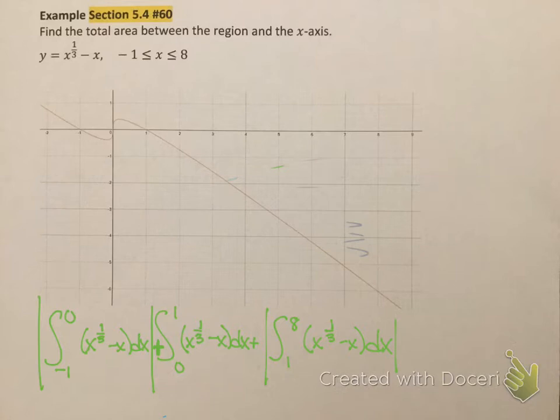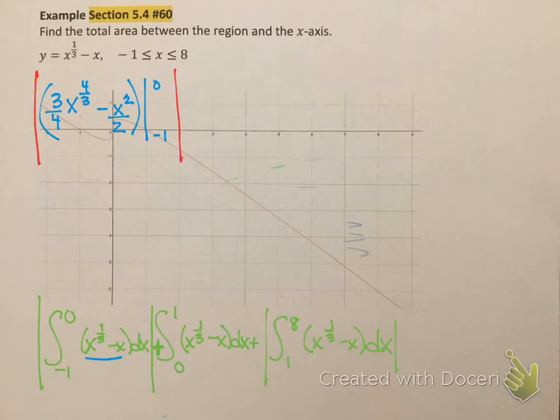So your work, you would take the antiderivative of an x to the 1/3 minus an x. So you add 1 to 1/3 and you get x to the 4/3. And dividing by 4/3 is the same as multiplying by 3/4. Minus the antiderivative of x would be x squared over 2. And you are going to evaluate this from -1 to 0. And when you do that, you are going to take an absolute value of whatever you get there.